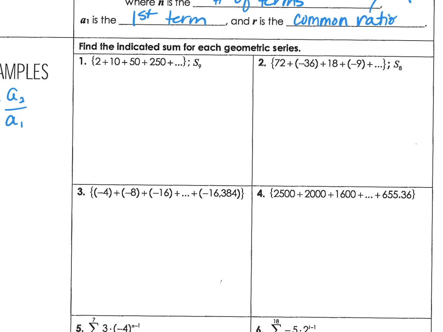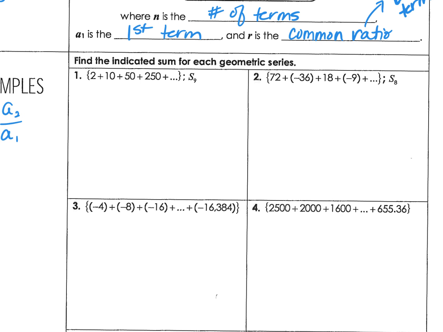All right, so how do we do this? Well, we find a sub 1, r, and n every time, guys, and we plug in. So what is n? Let's start with n. We're trying to find s sub 9. So n is always going to be right there, so n is 9. What is a sub 1? The first term, so it's 2.